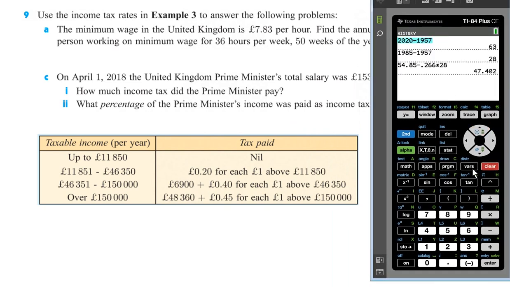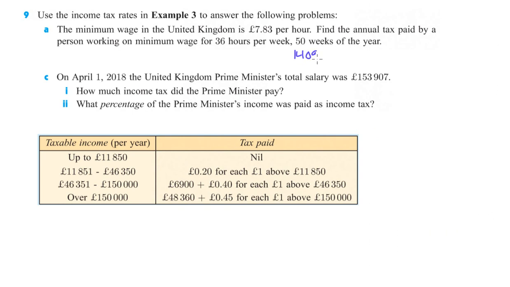7.83 times 36 means that they're making about 281 pounds per week for 50 weeks. So we multiply that by 50, and they make about 14,094 pounds in the year.